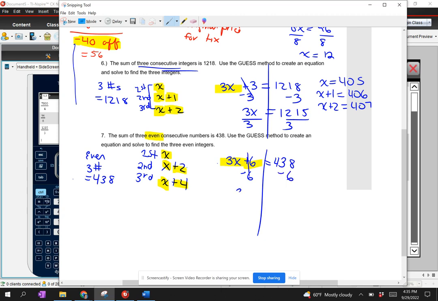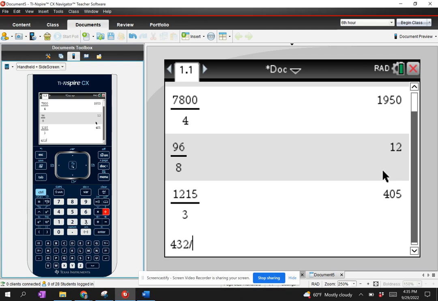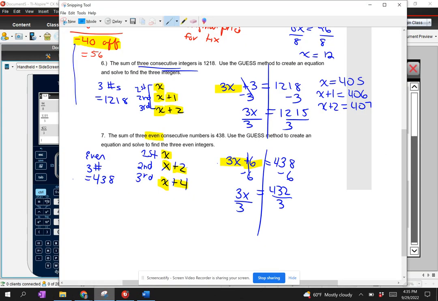Minus 6 on both sides. Going to get 432. Divide by 3. So 432 divided by 3 will get you 144, which is an even number. Now x plus 2 is going to be 146. And then x plus 4 is going to be 148. So once again, for these, you will need to write your own sentence. But my pen is being very slow.